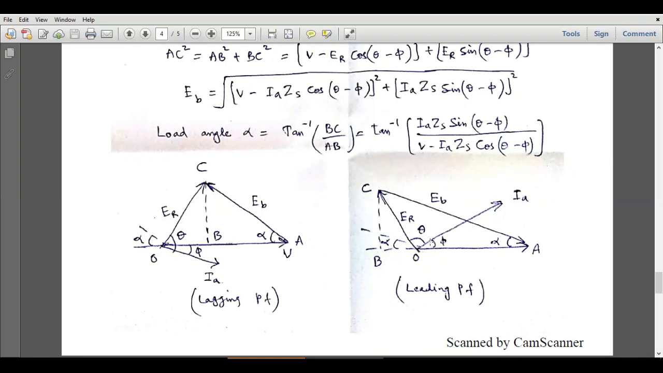So this angle is phi, this angle is theta, and this total angle is 180 degrees. So if I subtract theta plus phi from this 180, I will get this angle. So ER cosine(180 minus (theta plus phi)) is the horizontal component, and the vertical component is ER sine(180 minus (theta plus phi)). In this way, I can calculate this EB.